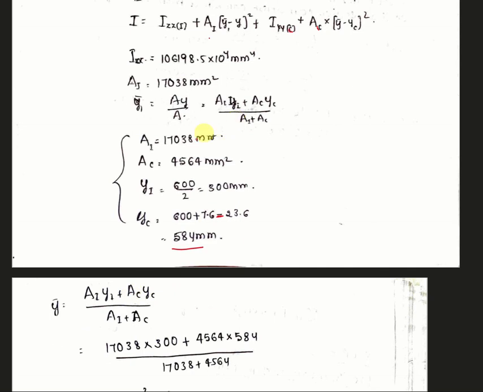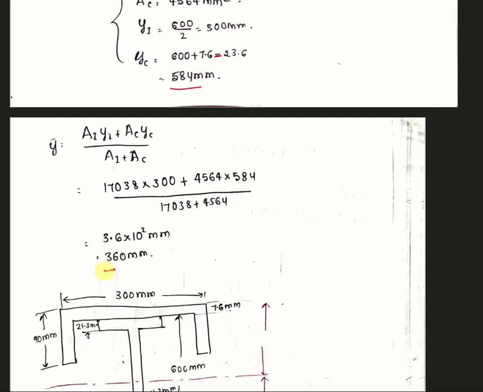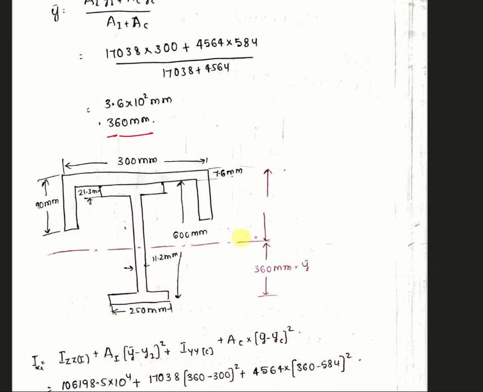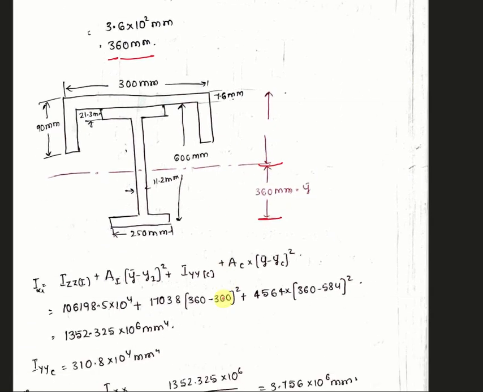Now you can find out y bar after writing all these values. Substitute all the values we have written, AI, YI, AC, YC, divided by AI plus AC. And you got it as 360 mm. So this is the y bar. You got it as 360 mm, where the centroid is located.